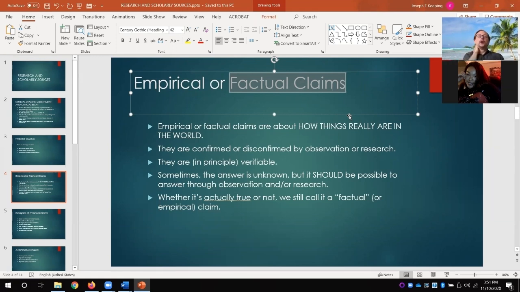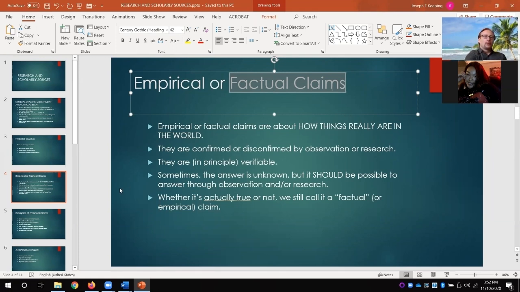So, for something to be an empirical claim, it should be, in principle, verifiable by doing observation. That doesn't mean that it actually is verifiable at the moment, and it also doesn't mean that we have the answer to it. It doesn't even mean that it's true. Something is an empirical claim if it's making a claim about how things are in the world, even if it turns out to be false.